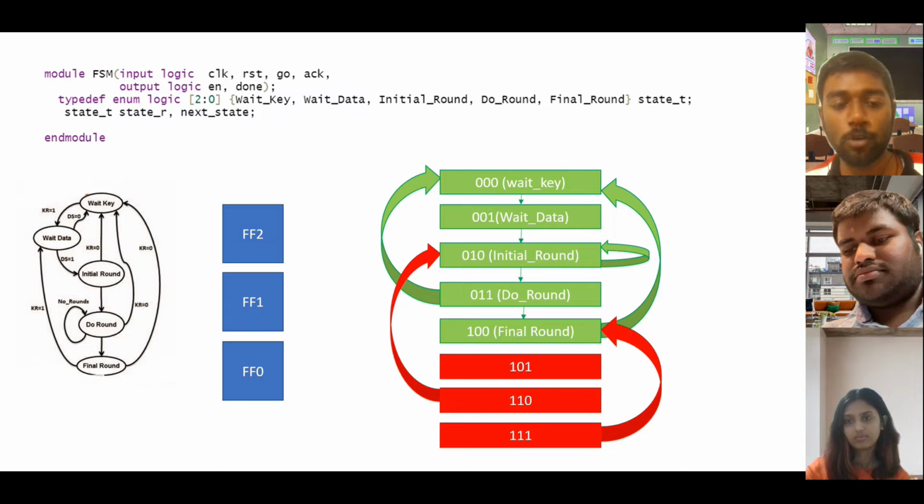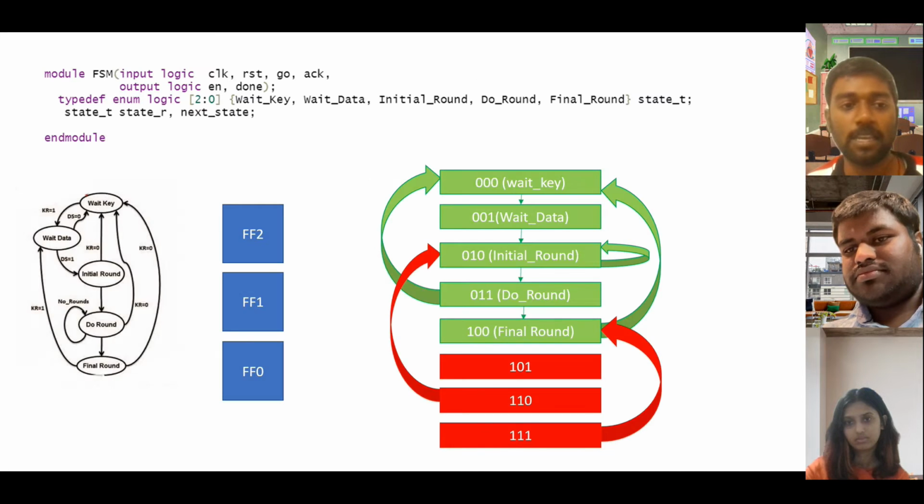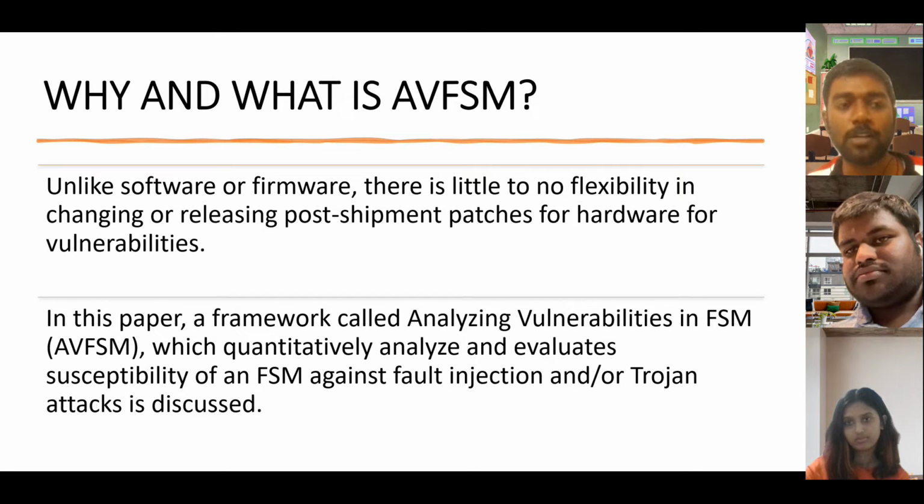These 3 states will become don't care states, and these don't care states can access any state whichever is there. So it can access some state, it can go to the final round or the initial round, or it can just be idle. So vulnerabilities: why is FSM vulnerable? Because in this example we saw there are 3 don't care states. These 3 don't care states can be used by attackers to inject faults. As I told you before, faults can be easily injected. For that purpose, we need the AVFSM technique in order to mitigate that.